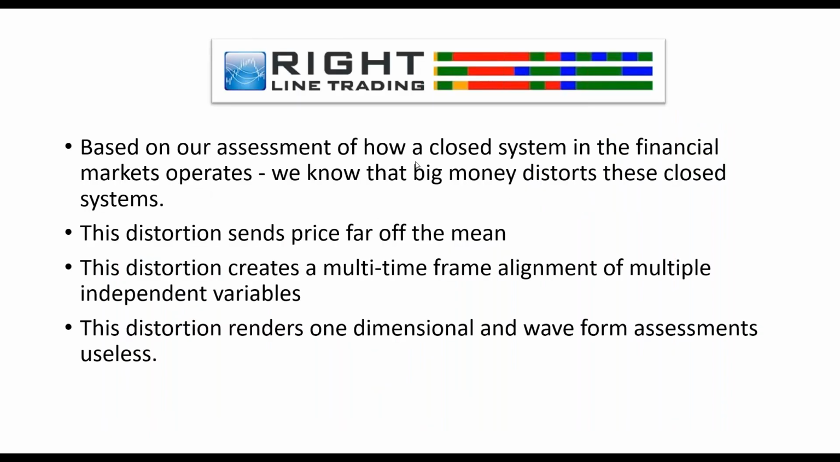So based on our assessment of how a closed system in the financial markets operates, we know that big money distorts these closed systems. The distortion sends price far off the mean, which in our case is good. In physics, this distortion can also be good if it's controlled. If it's uncontrolled, it can be a disaster. The distortion creates a multi-time frame alignment of multiple independent variables.